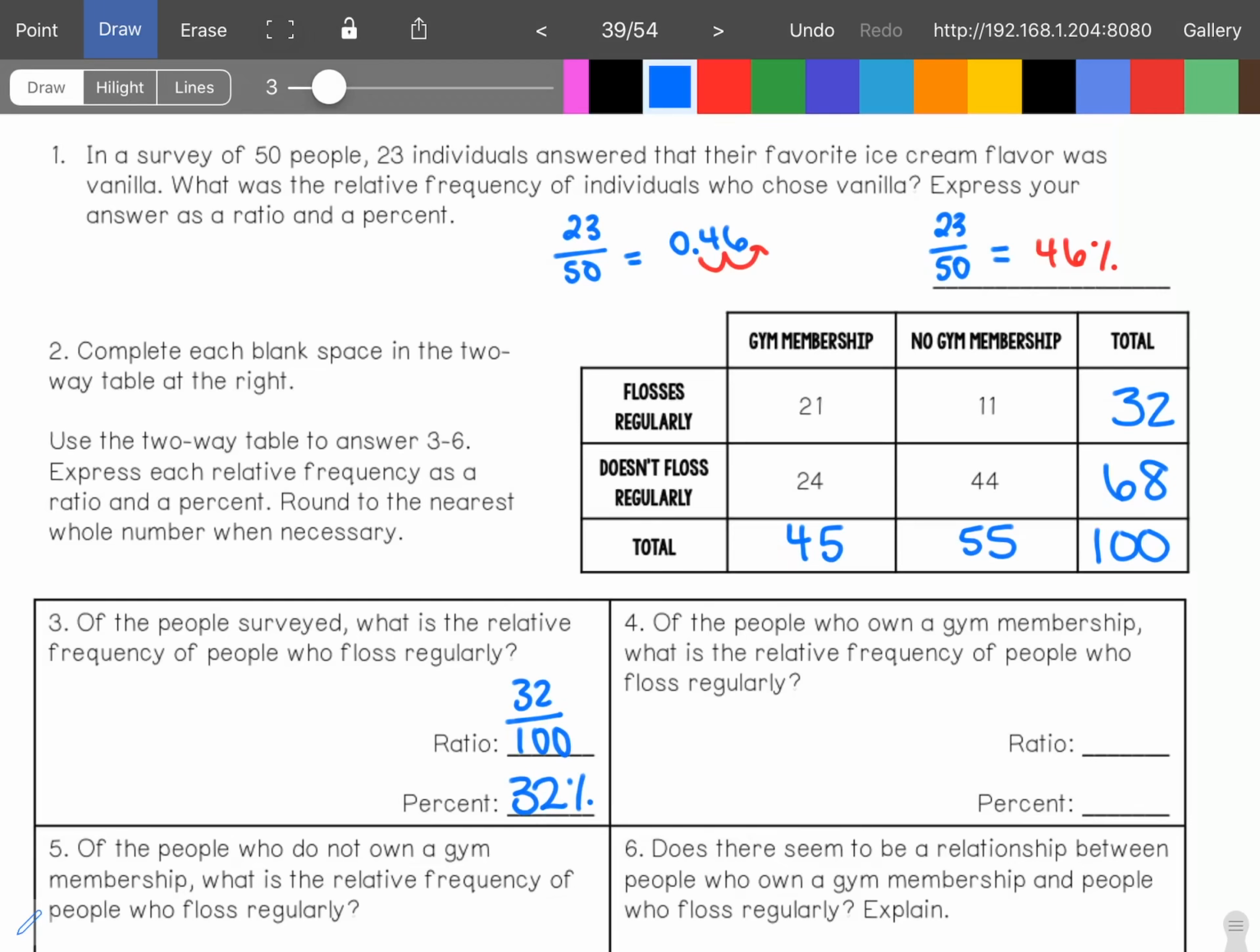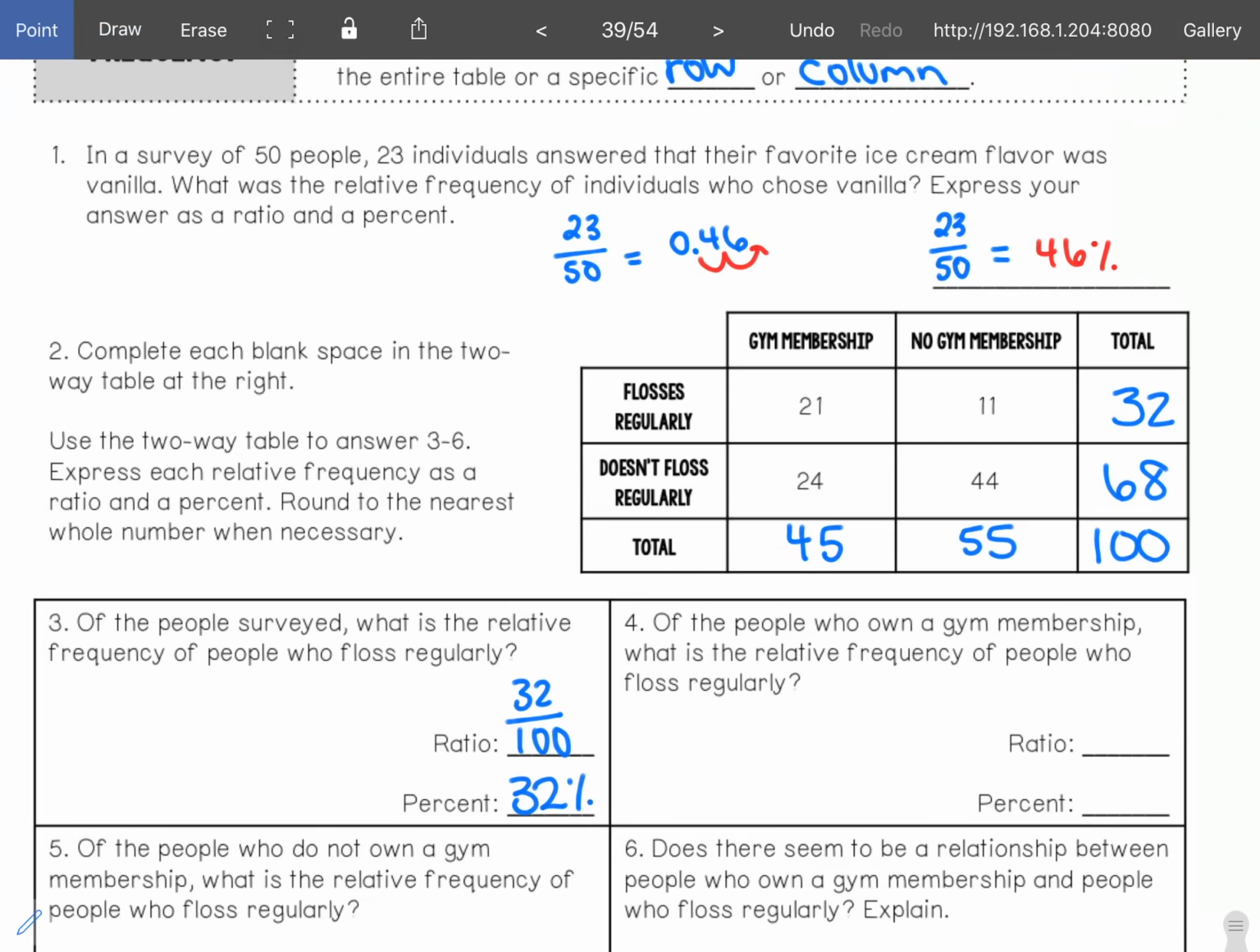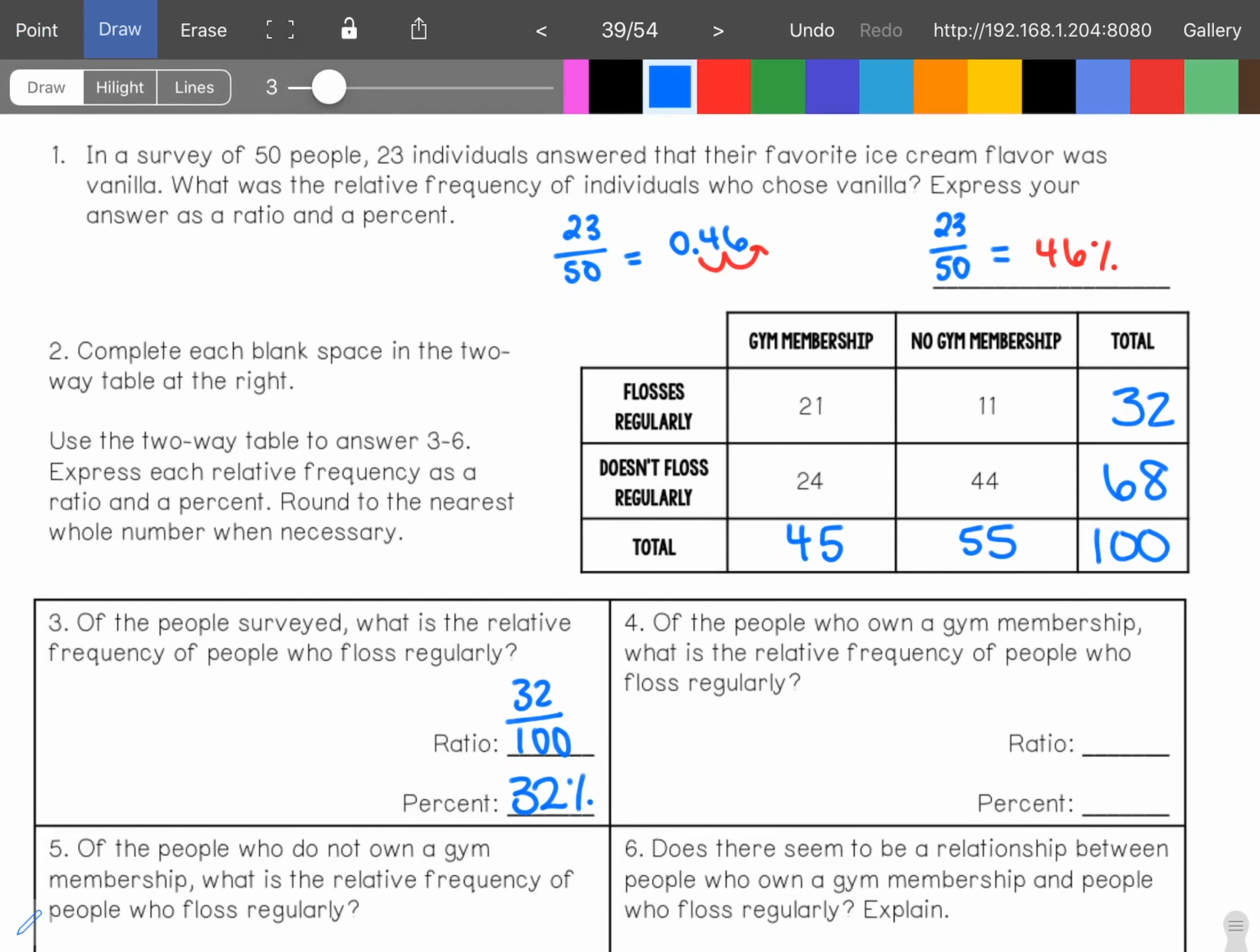Okay, number 4. Of the people who own a gym membership, what is the relative frequency of people who floss regularly? Okay, so 45 people own a gym membership. The relative frequency of people who floss regularly, 21 floss regularly out of 45. So it's 21 over 45.